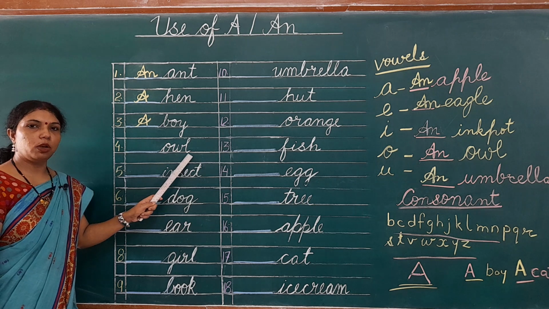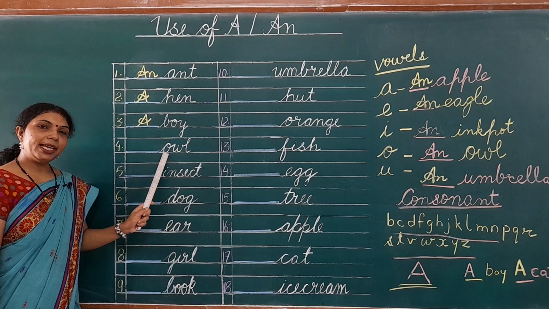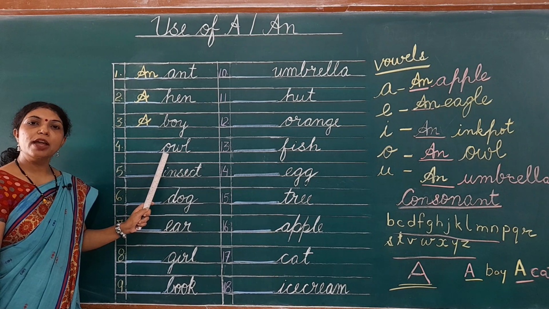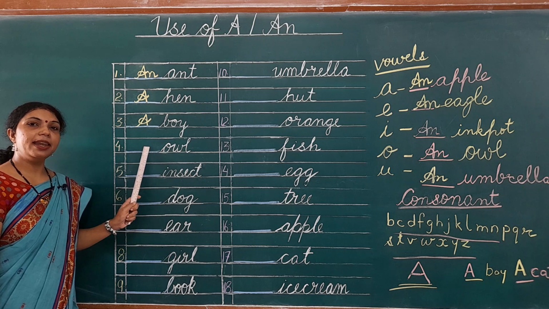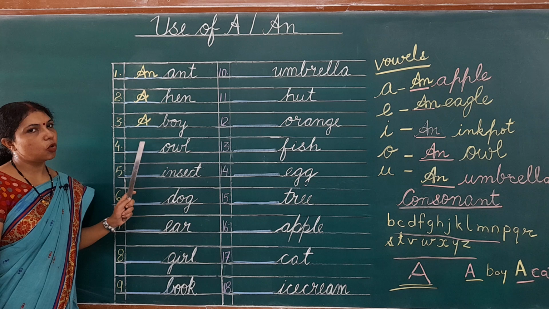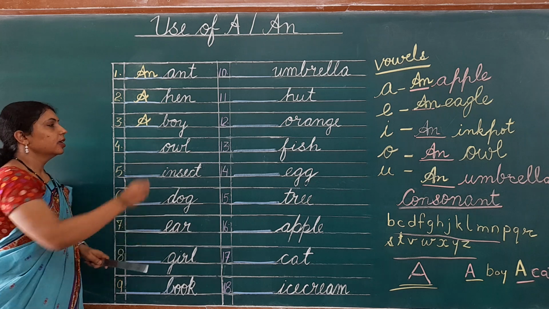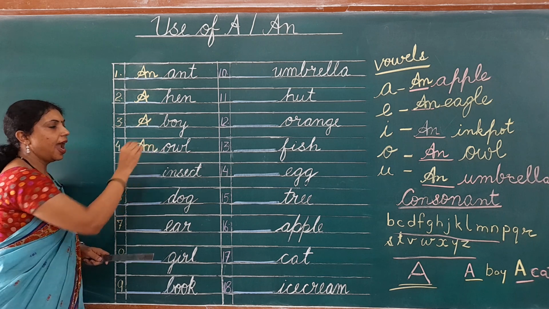Number 4, O-W-L, owl. O is a vowel. O क्या है? Vowel है. Then we will use here A-N, an. और vowel के लिए हम लोगों को क्या use करना है? An. Then we will write here A-N, an.